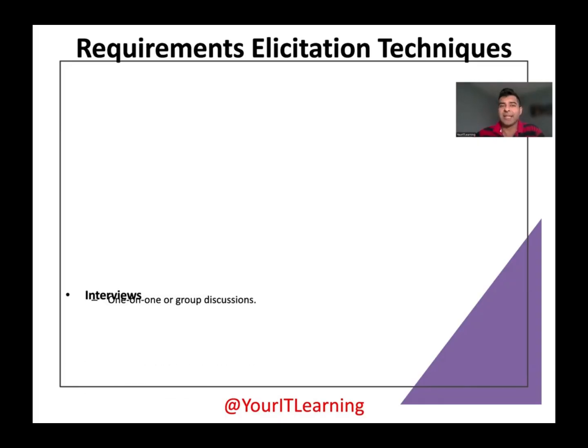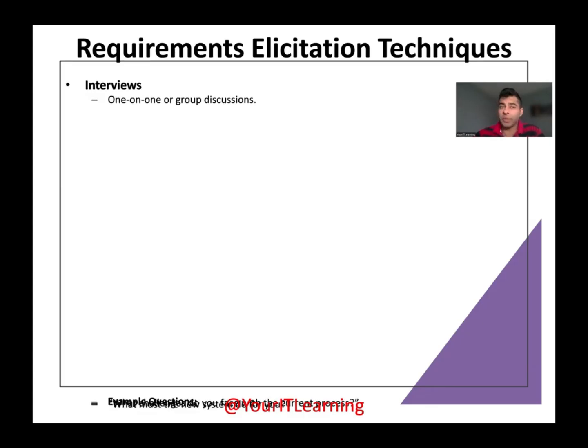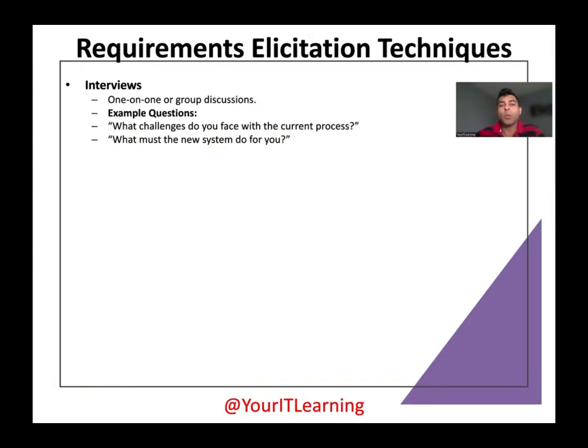Requirement elicitation techniques. So what are the requirement elicitation techniques you will use to gather the requirements? Interview, one-on-one or group discussion. For example, what challenges do you face with the current processes? So when you are doing the requirement elicitation, you will sit with the stakeholders and you will ask these kinds of questions in a one-on-one or group discussion. Like what challenges do you face with the current process? What are the things you don't like in this current product and you want me to change or produce? What must the new system do for you?